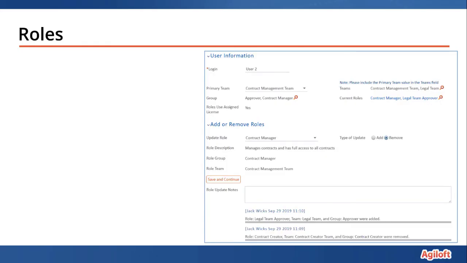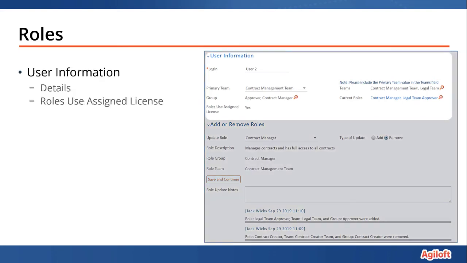Now let's examine a user's record and see how their record is affected by the roles they are assigned. We can see that this user is assigned to the contract management and legal team approver roles. This is reflected in how they are assigned to the approver and contract manager groups and the legal and contract management teams. This portion of the record also tells us whether the roles currently assigned to the user use an assigned license, which is important to know when determining license quantities and orders.